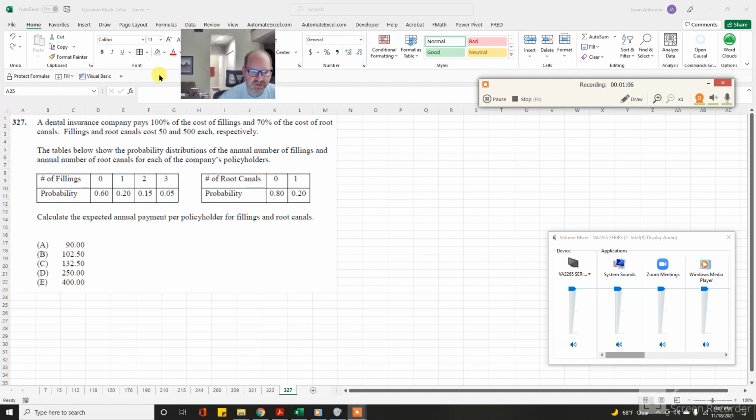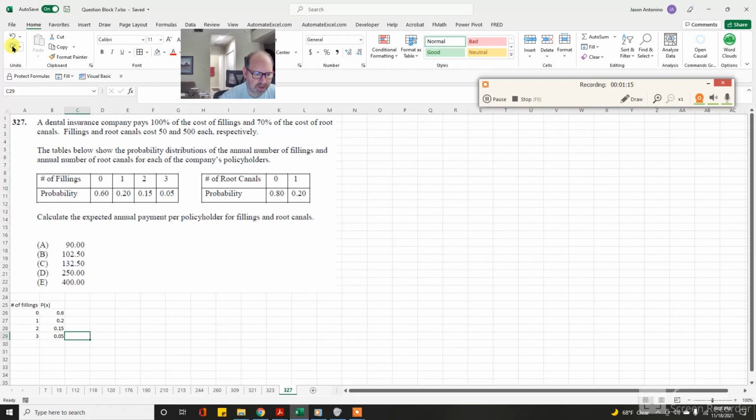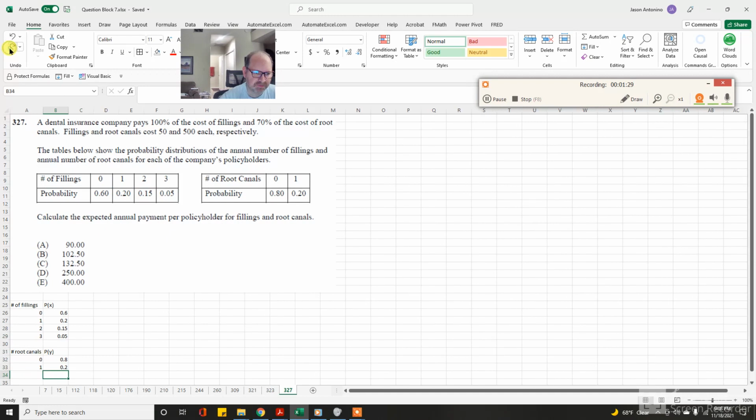So here's how I solve this problem. Just rebuilding the above table here. So the left column is the number of fillings. The second column here is the probability of the filling happening, just per the table above here. And now doing the same thing for the root canals.